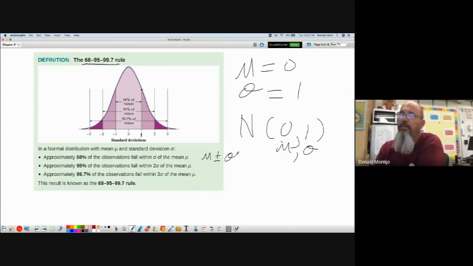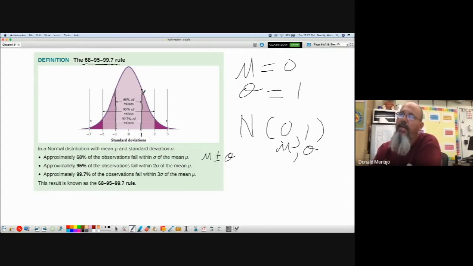Approximately 68% of all data in any normal distribution in the world will fall in that range. So 68% of all the data falls within one standard deviation, 95% of all the data falls within 2 standard deviations, and 99.7% falls within 3 standard deviations.